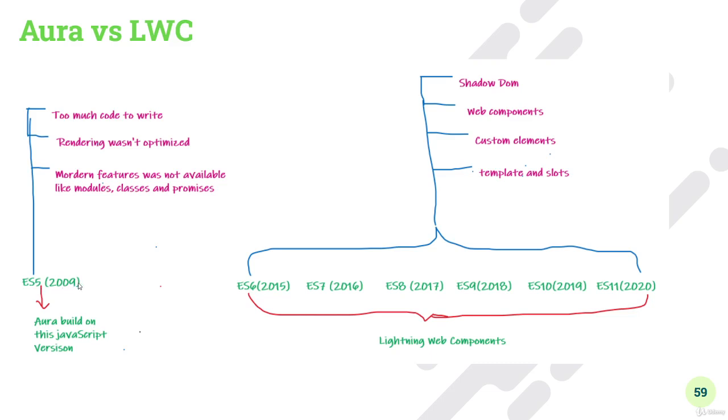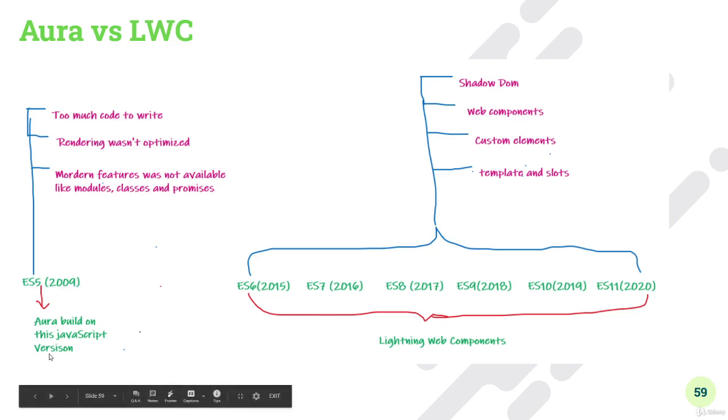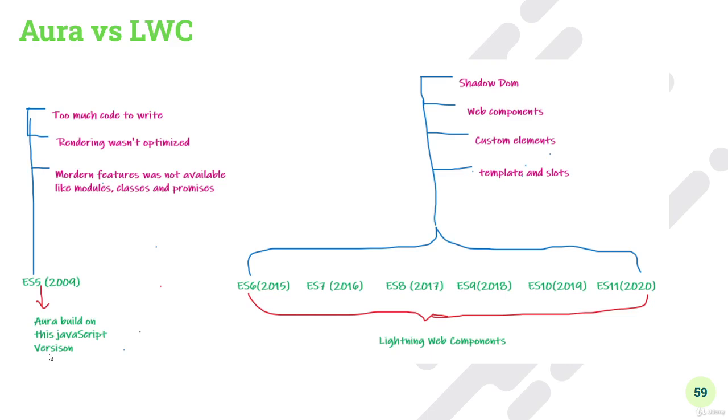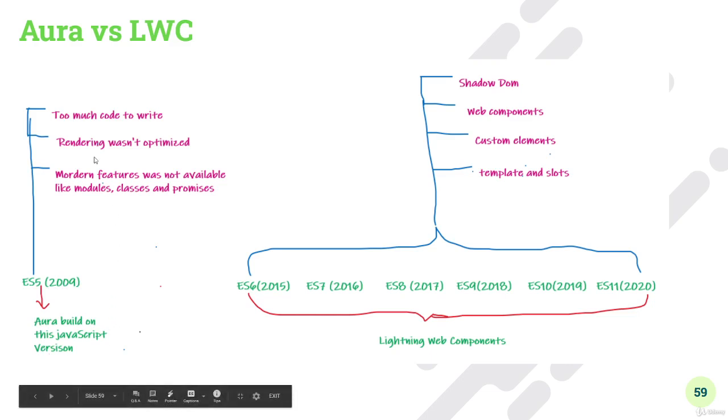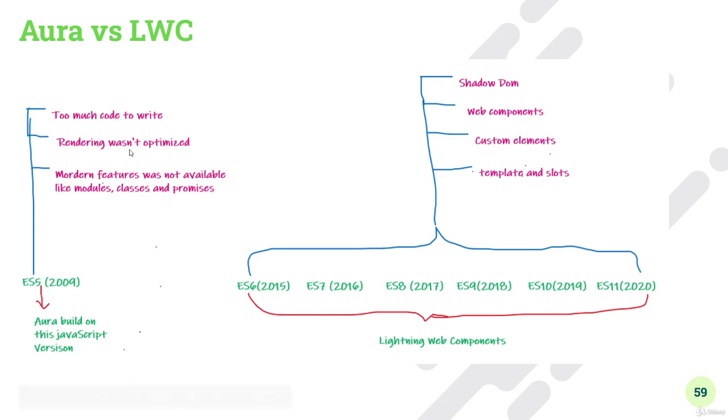Aura was using this JavaScript to build the framework, right? So that framework needed too much code to write. Rendering wasn't optimized because it was using the old features of JavaScript. Modern features were not available. But in 2015, JavaScript introduced a new, optimized version, that is ES6, and every year they started releasing a new version of JavaScript.